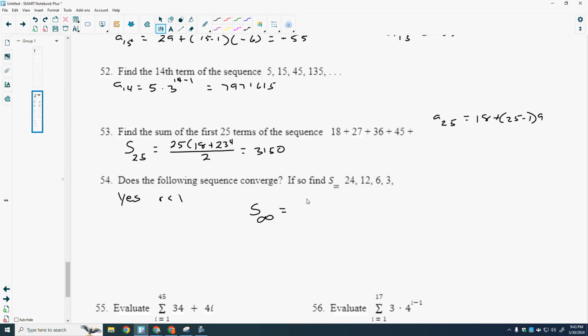S of infinity equals the first term divided by 1 minus 1/2.